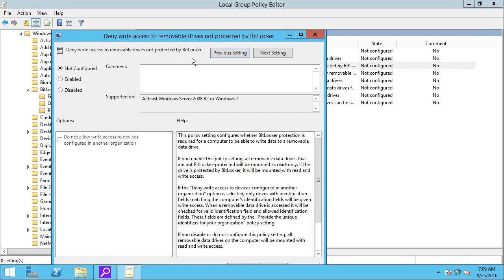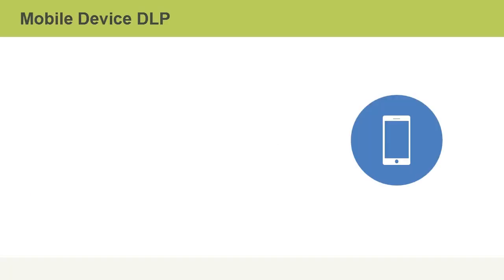So to prevent data loss or disclosure of sensitive information outside of the organization, we might require encryption to be used on removable thumb drives before data can be written to them.